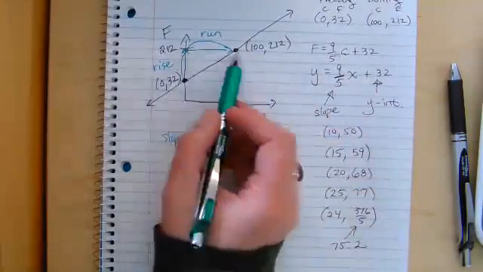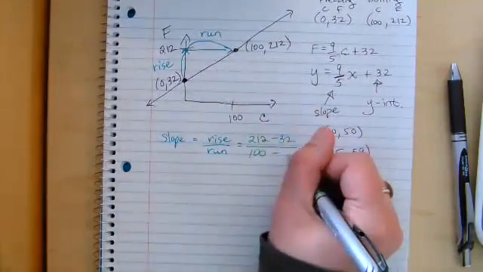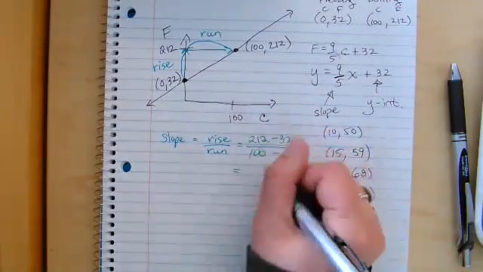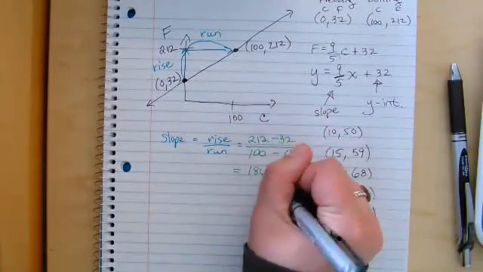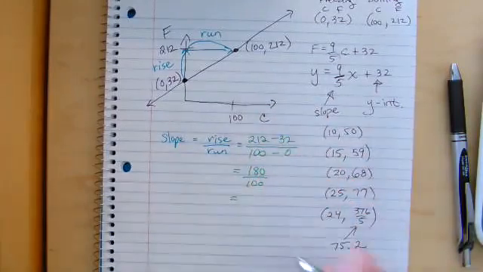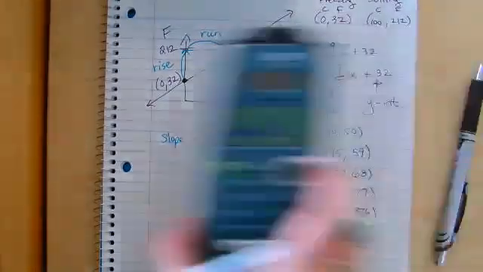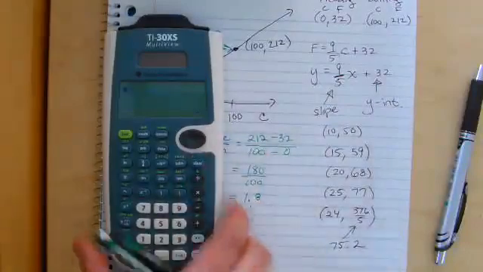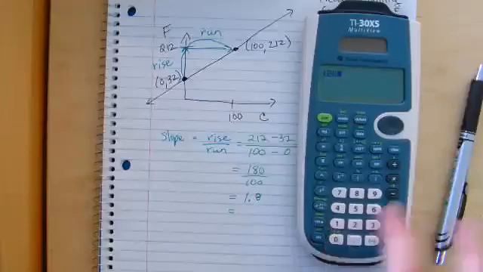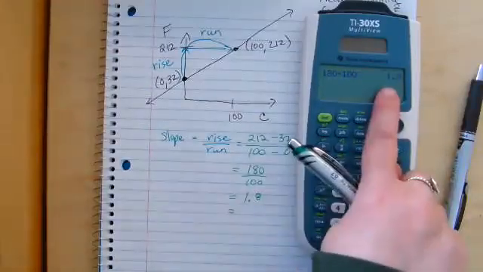And then to find the run, you were noticing we went from 0 to 100. So that would be 100 minus 0. And we calculated the slope to be 180 over 100, which was the same thing when you divided it as 1.8. There's the 1.8. Or if you reduced the fraction here, if we took that fraction 180 divided by 100, sorry, there's the 1.8.